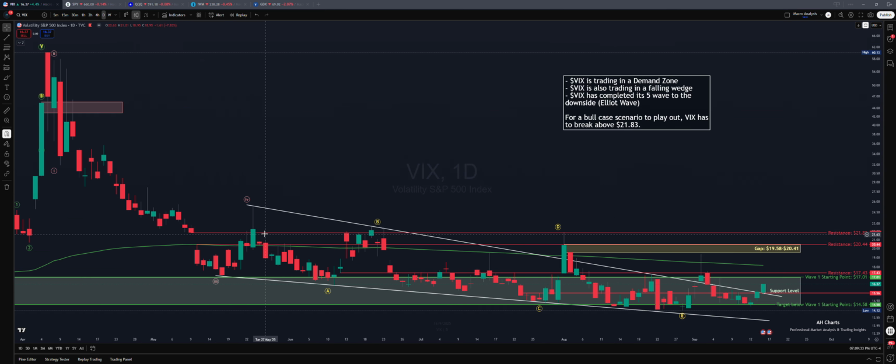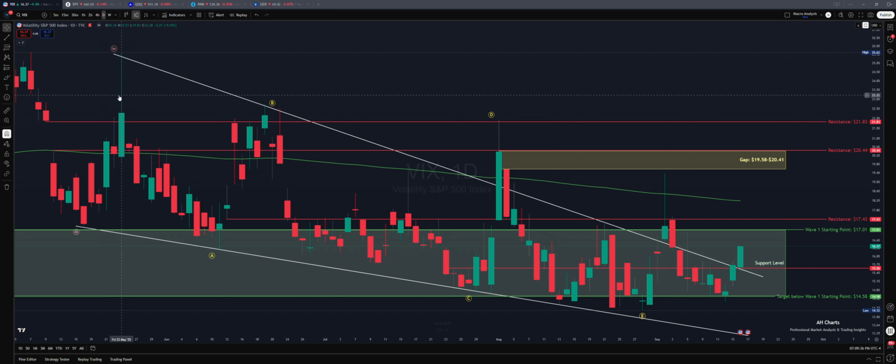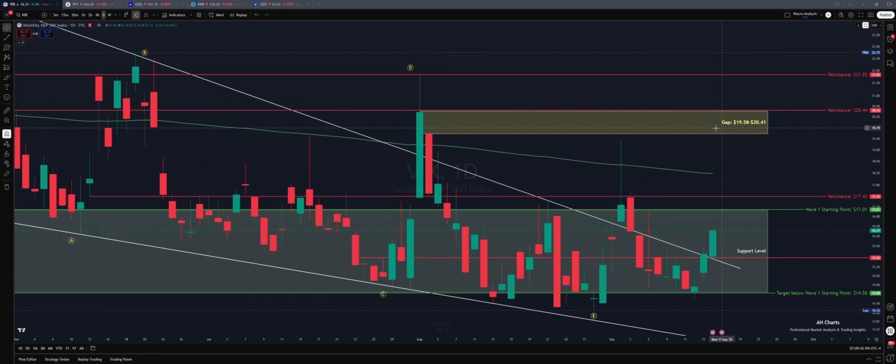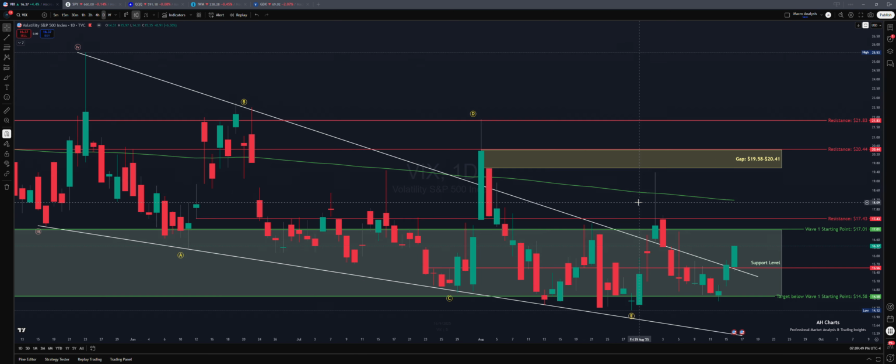Since VIX has peaked and started dropping, it always moves up above the 200 EMA and then just drops continuously. It gets rejected off of the 200 EMA. We have a gap over here at 19.58 to $20. So we do have a gap right there.